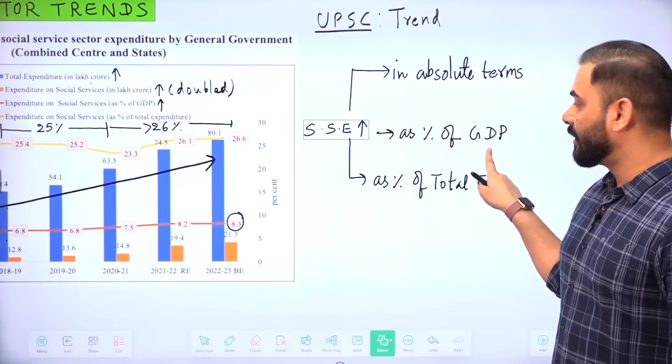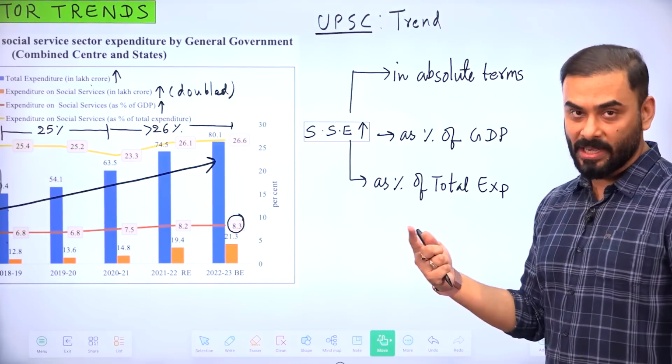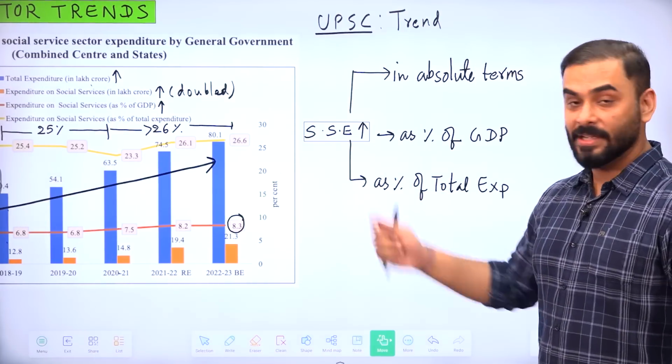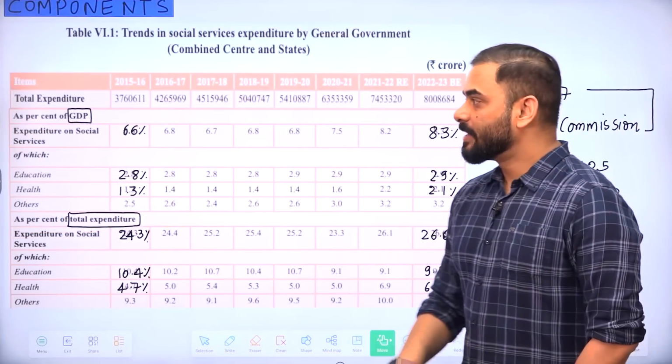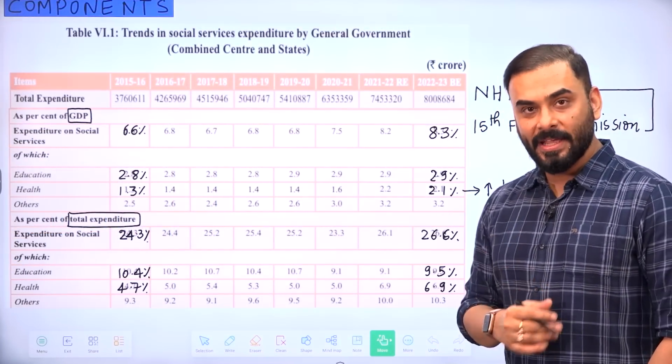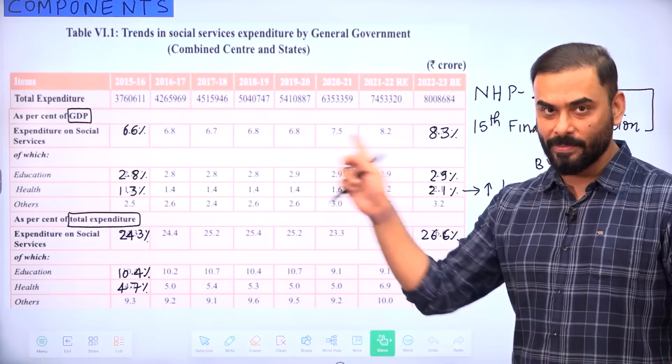Yes. As a percentage of GDP also, yes, expenditure has increased. As a percentage of total expenditure also, our social sector expenditure has increased. So we have to memorize these 3. Now guys, let us look at the same thing in a slightly detailed manner. It is required for UPSC that we look at 1 or 2 important points from here.